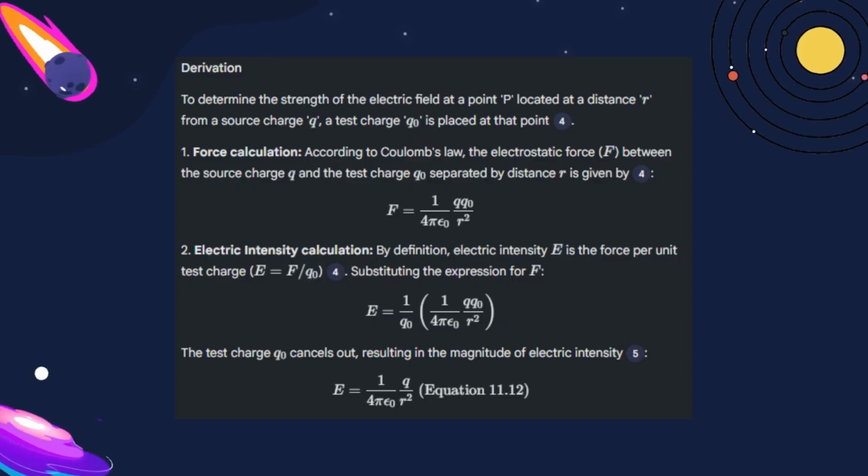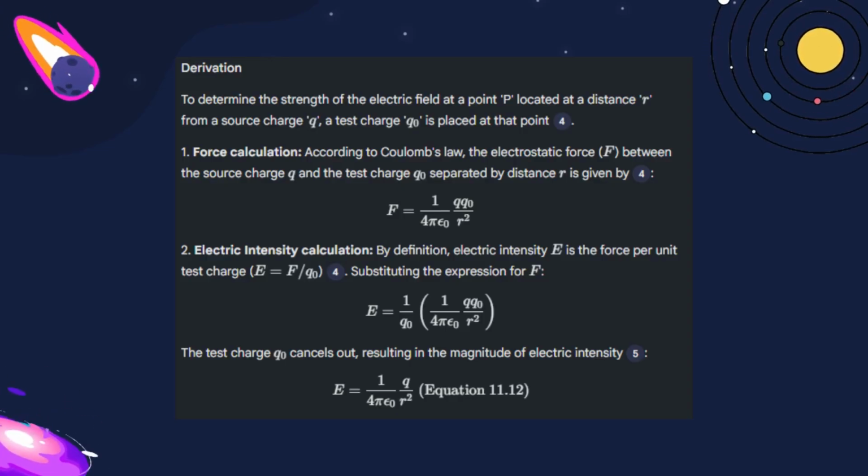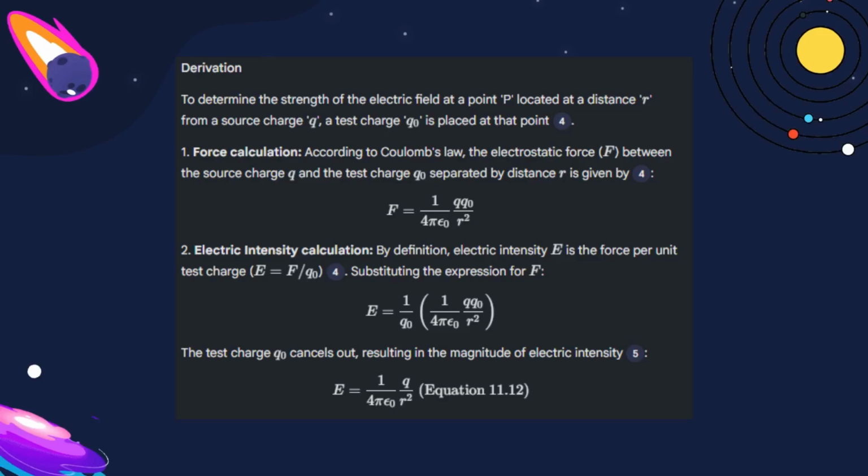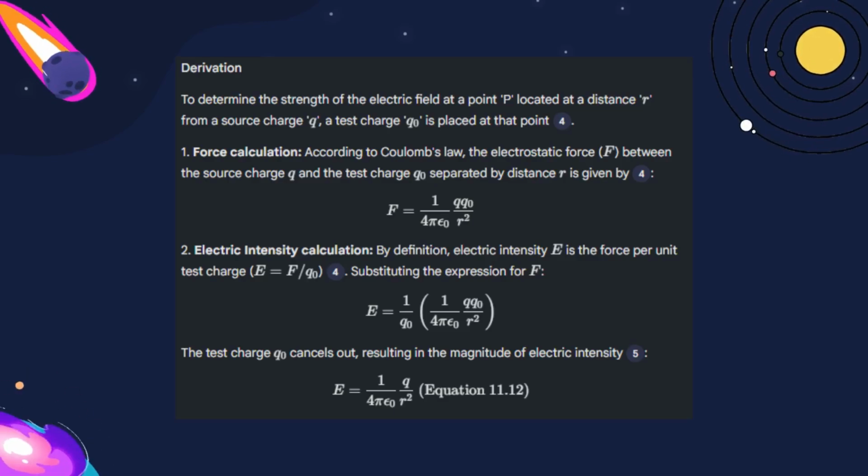Force calculation. According to Coulomb's law, the electrostatic force F between the source charge Q and the test charge Q naught, separated by distance r, is given by F equals 1 over 4 pi epsilon naught multiplied by Q times Q naught divided by r squared. Electric intensity calculation. By definition, electric intensity E is the force per unit test charge. That is, E equals F divided by Q naught.